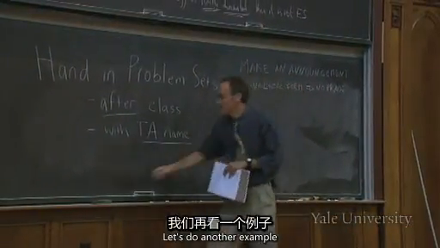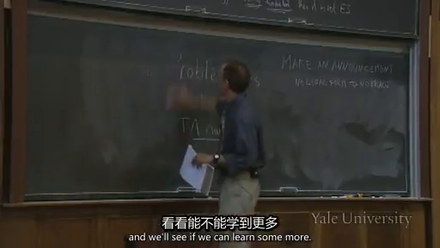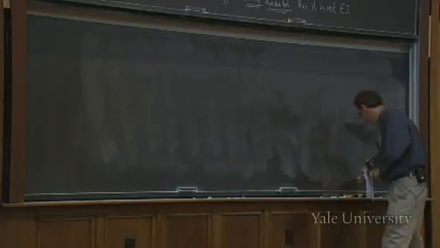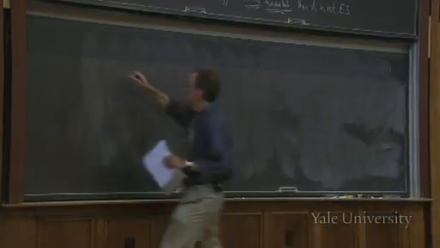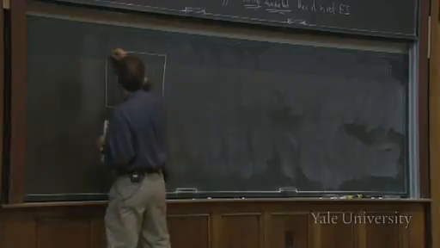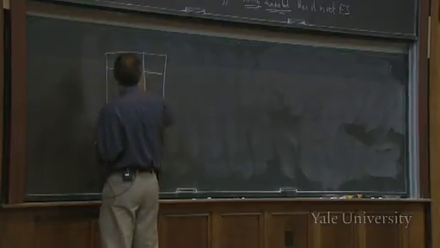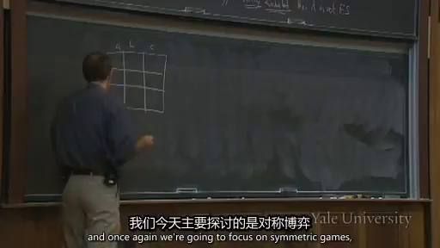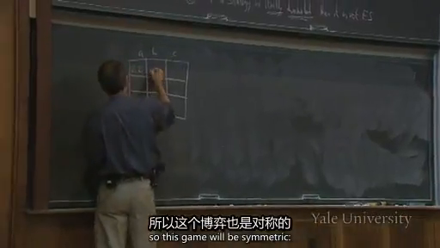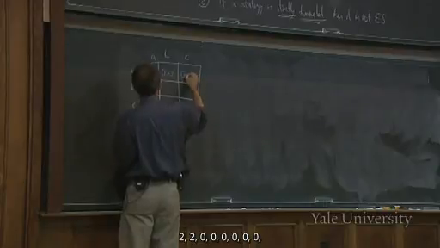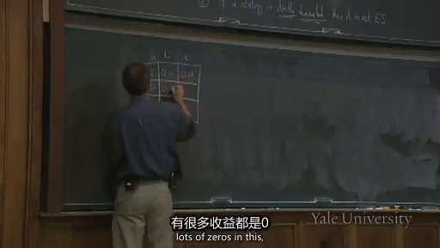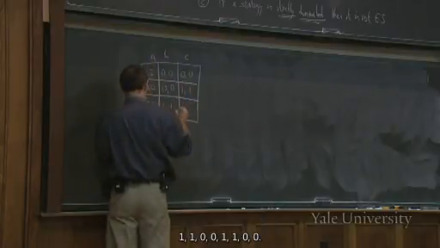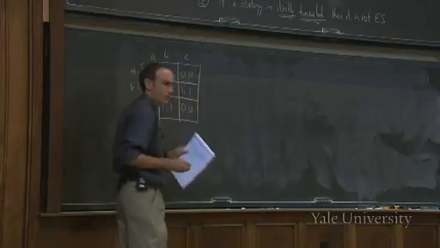Let's do another example, and we'll see if we can learn some more. This is going to be a slightly more complicated example. Let's have a 3x3 game. So here's our 3x3 game, and we'll just label the strategies A, B, C, and A, B, C. And once again, we're going to focus on symmetric games, so this game will be symmetric. The payoffs are 2, 2, 0, 0, 0, 0, 0, 0, lots of zeros in this, then 0, 0, 0, 0, 1, 1, 0, 0, 1, 1, 0, 0. This is a symmetric game.